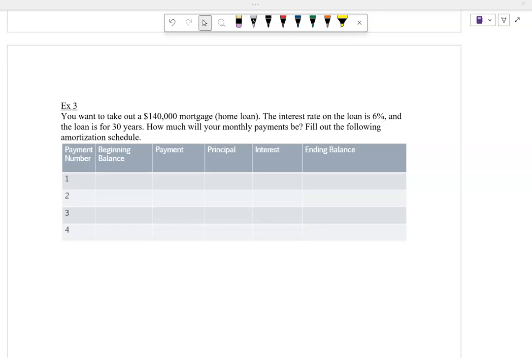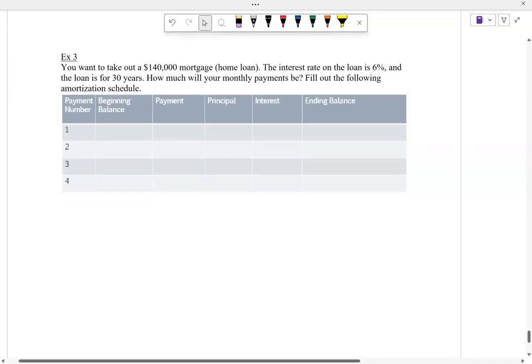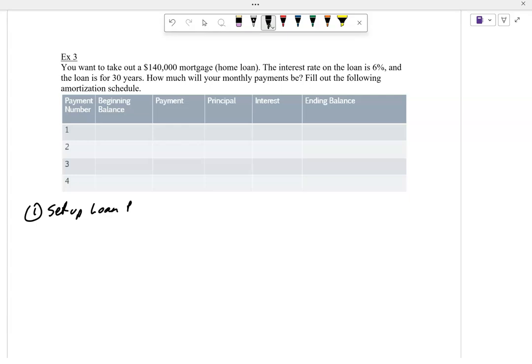Our last example here, we're taking out a $140,000 mortgage. Ooh, that's a nice mortgage. I wish that was realistic nowadays. Interest rate on loans is 6%, loans for 30 years. How much will your monthly payments be? Number one. And then let's fill out what's called the amortization schedule. So number one, we're going to set up the loan to find the payment.